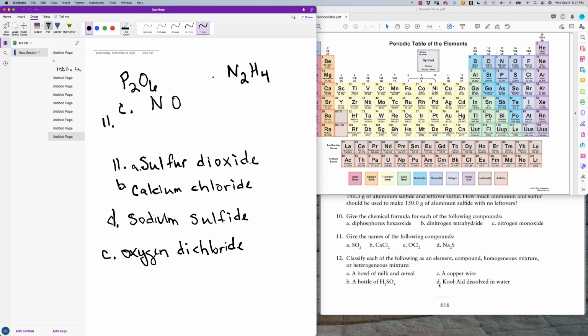And then C, copper wire. It's all copper. Copper is right here on the periodic table, Cu. And then since it's all copper, that would be our element. And then D, Kool-Aid dissolved in water. That's not very easily separated, and it's evenly mixed throughout, so that would be our homogeneous mixture.